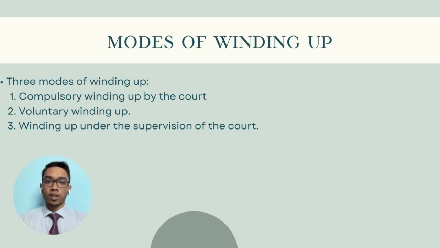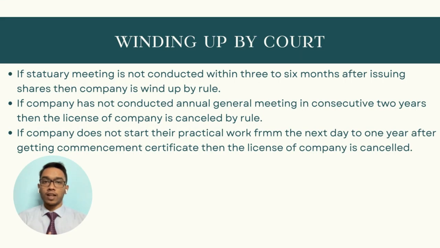Now let's see what are the different modes of winding up of a company. A company can be wound up in three ways. They are compulsory winding up by the court, voluntary winding up, and winding up under the supervision of the court. First, let's discuss winding up by court.